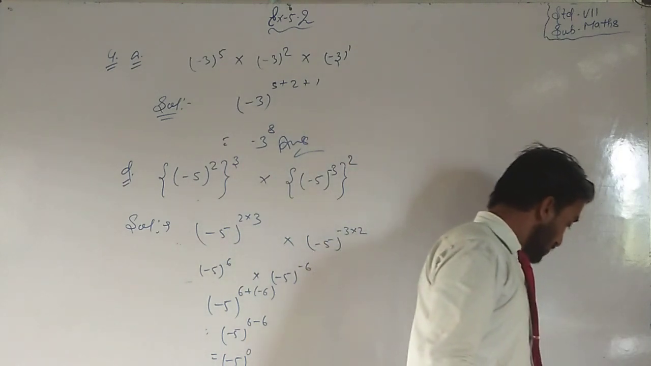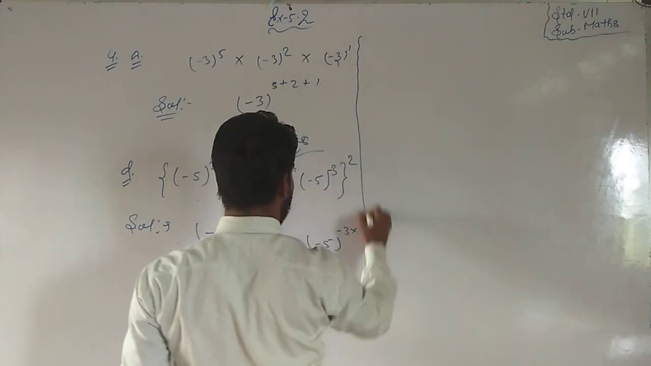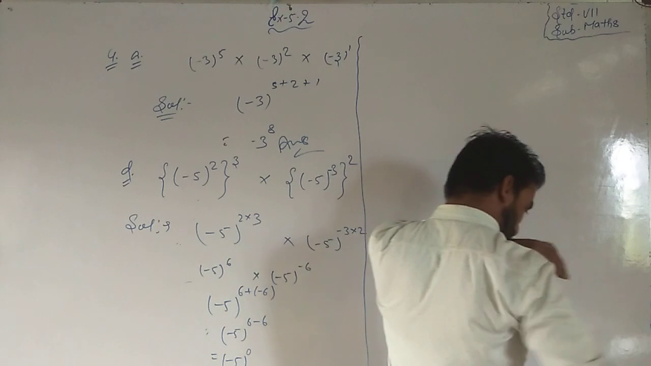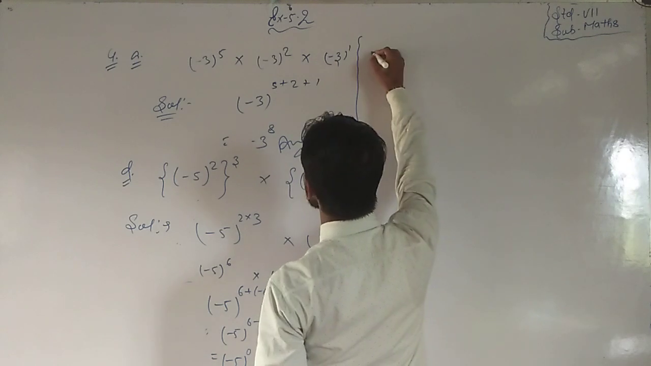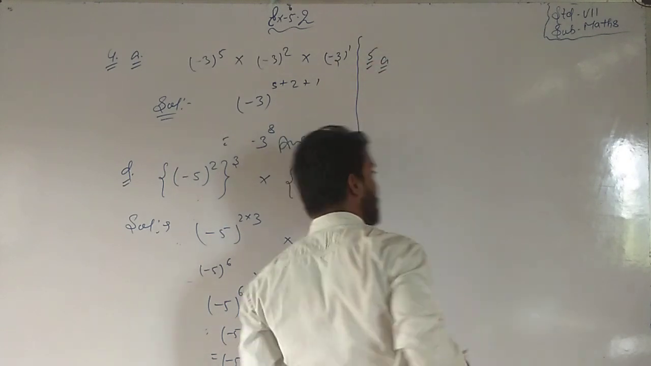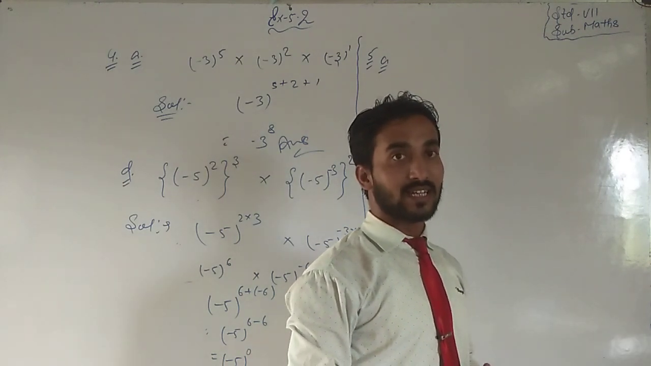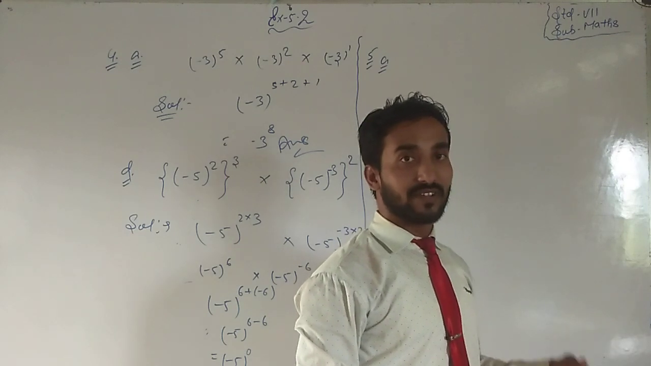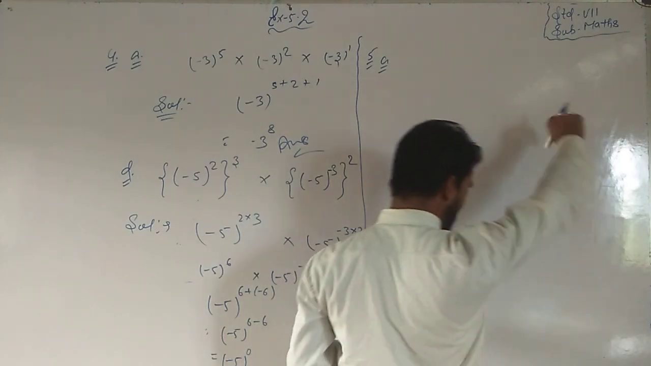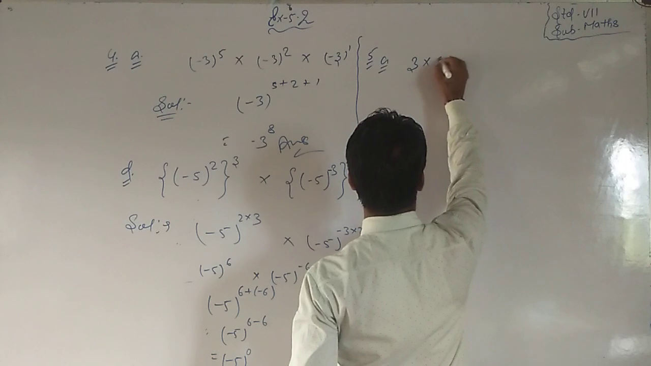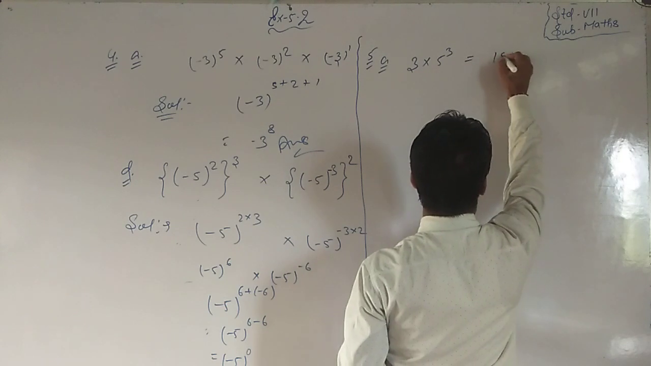Now I'm going to discuss question number 5. Let's focus. State true or false and justify your answer. Students, it means after getting the solution, you have to clarify whether the given statement is true or false. See, number first, (3 into 5)^3 is equal to 3 into 5^3, is equal to 15^3.